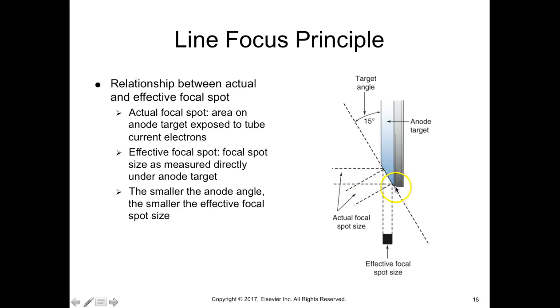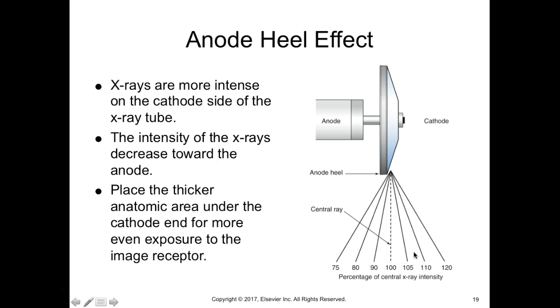Now, since it's at an angle, the effective focal spot size coming off is going to be smaller. So the effective focal spot size is measured directly under the anode target. So it's right underneath it. The smaller the anode angle, the smaller the effective focal spot. So as this gets smaller, as it goes from 15, let's say, to 5 degrees, this will be narrower. This will be smaller. If the angle goes to 30, these electrons have more area to hit, so it's going to be bigger coming off.